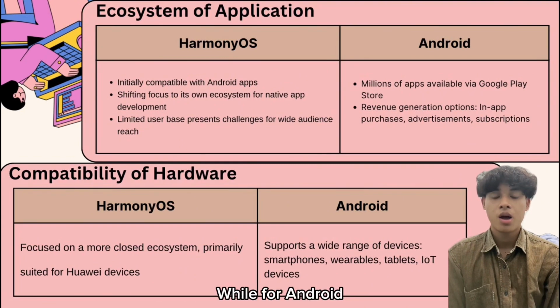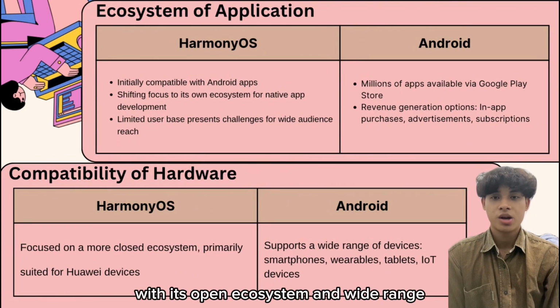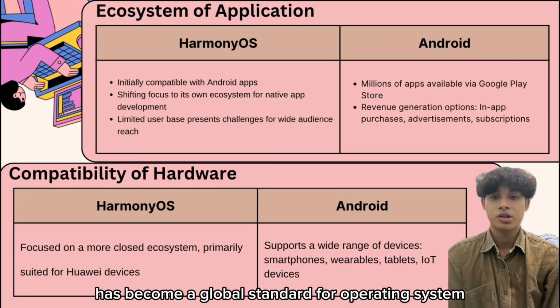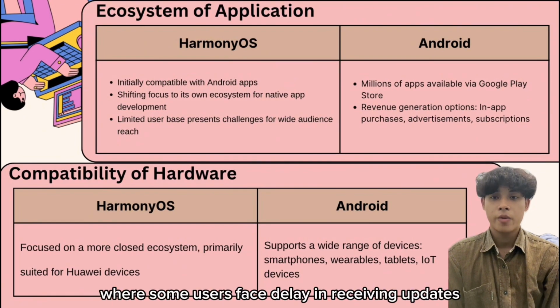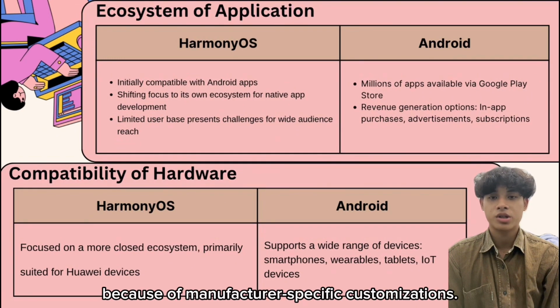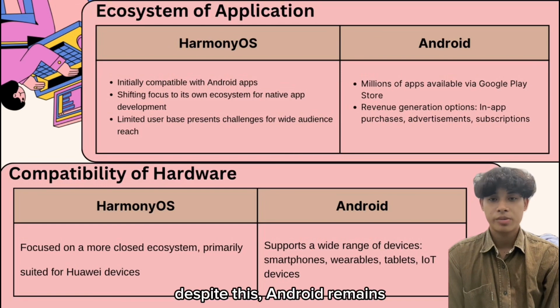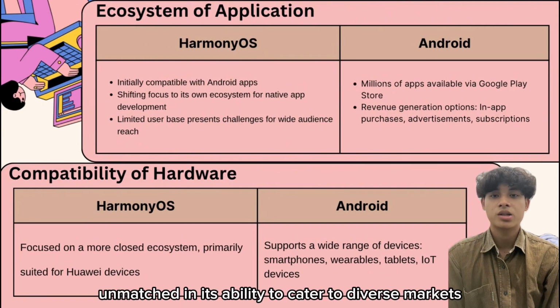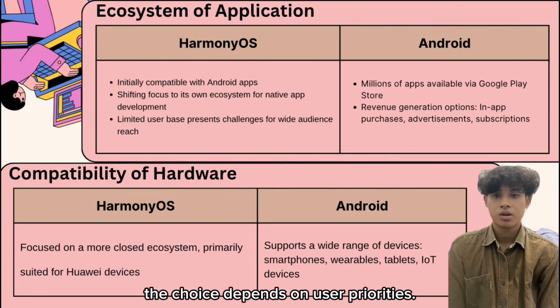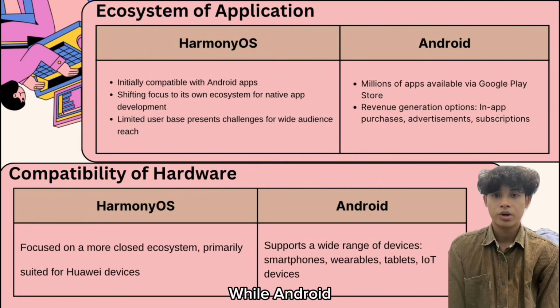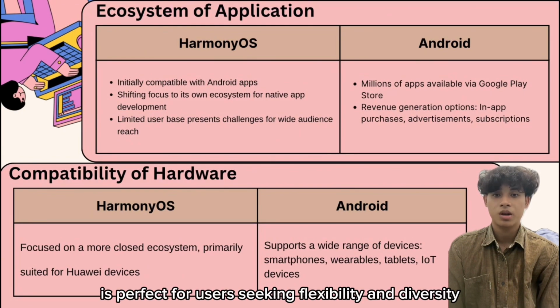For Android, with its open ecosystem and wide reach, it has become a global standard for operating systems. However, its openness comes with challenges like fragmentation, where some users face delays in receiving updates because of manufacturer-specific customization. Despite this, Android remains unmatched in its ability to cater to different markets and devices. Ultimately, the choice depends on user priorities. HarmonyOS is ideal for those committed to the Huawei ecosystem, while Android is perfect for users seeking flexibility and diversity.